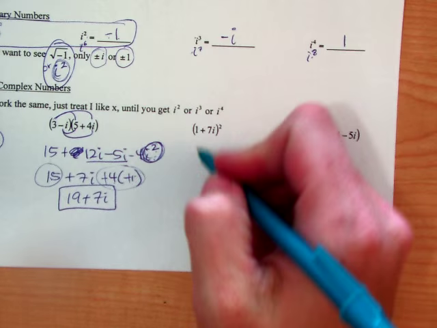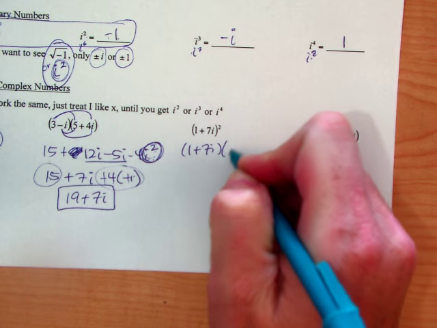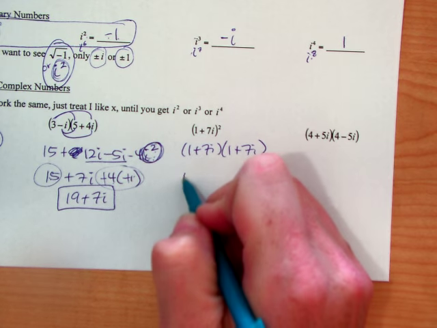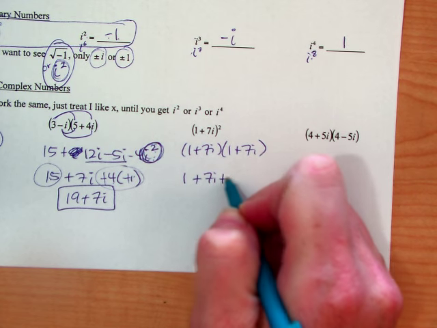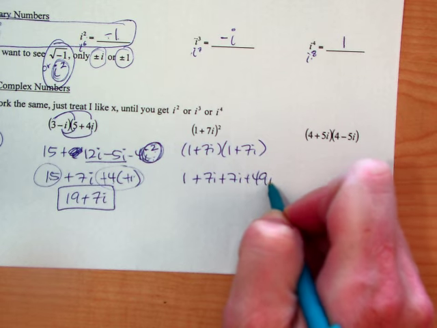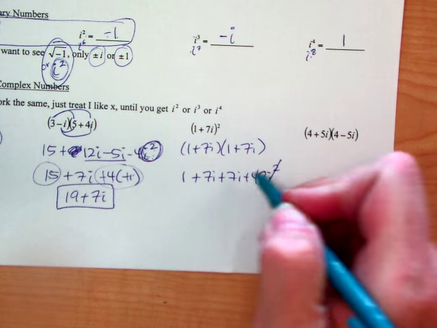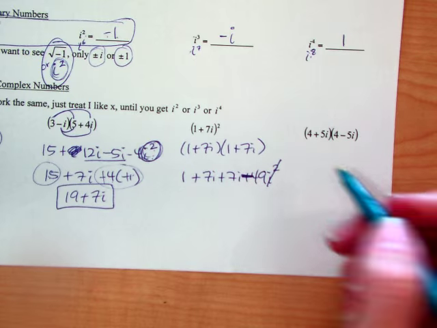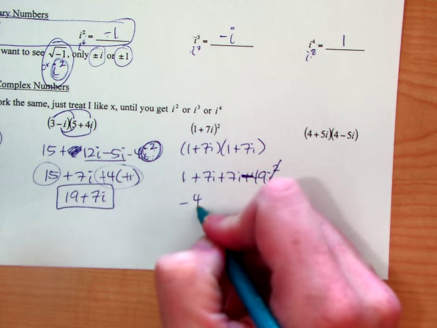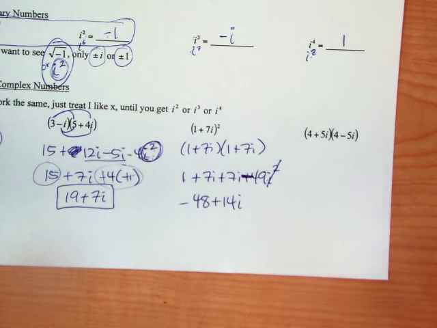Okay. Next one, squared just means write it twice. So 1 plus 7i and 1 plus 7i. FOIL that out, you're going to get 1 plus 7i plus 7i plus 49i squared. When you get a little bit faster at these, you can just take that guy out and switch the sign, so that's negative. So 1 minus 49 is negative 48 and 14i.